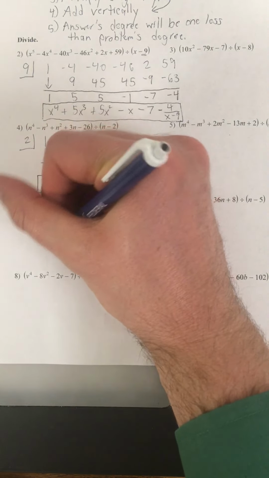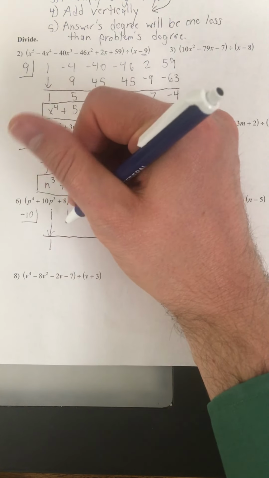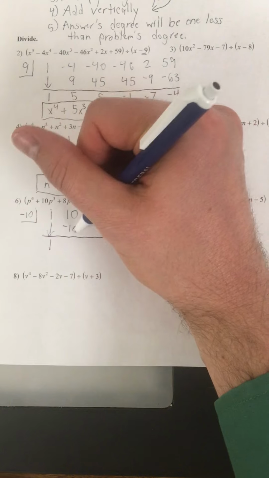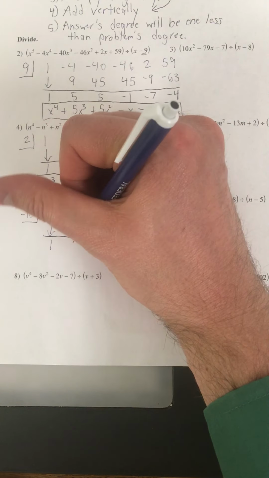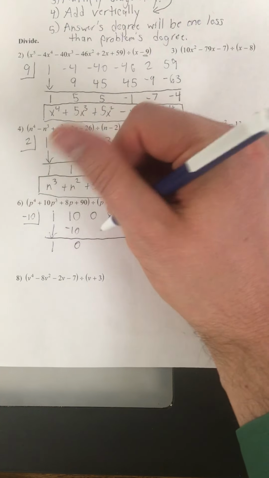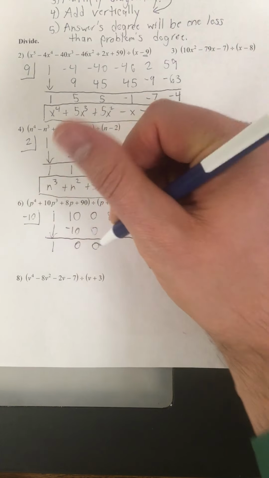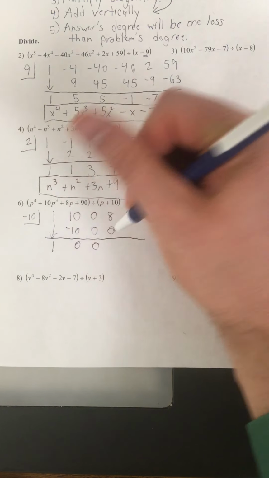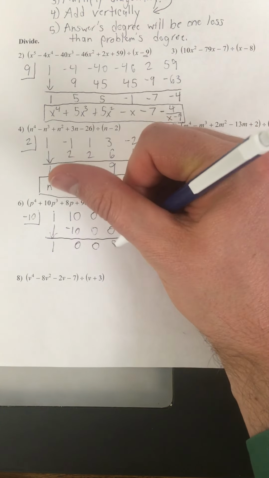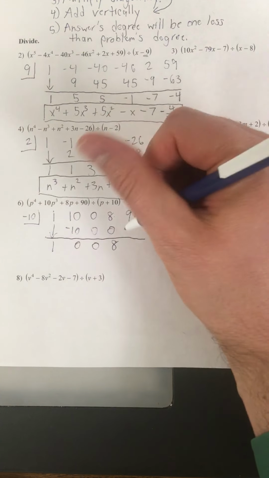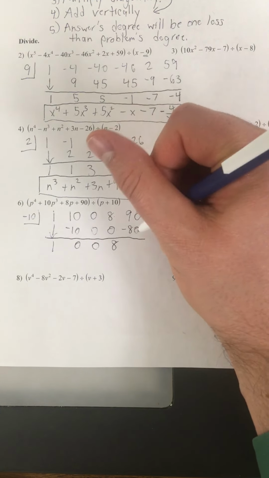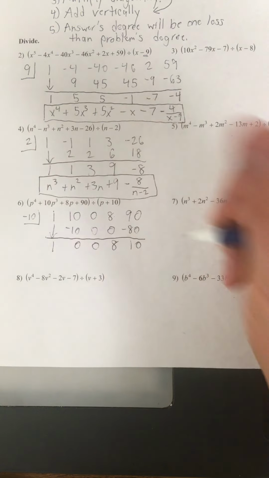Okay, so drop that first term, multiply diagonally, 1 times negative 10, negative 10. Add these, negative 10 plus negative 10 is going to be negative 20. Multiply diagonally, that's 0. 0 plus 0 is 0. 0 times negative 10 is 0. 8 plus 0 is 8. 8 times negative 10 is negative 80. 90 plus negative 80 is going to be 10.